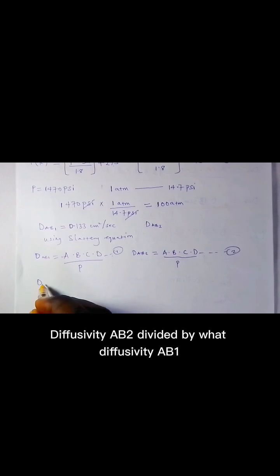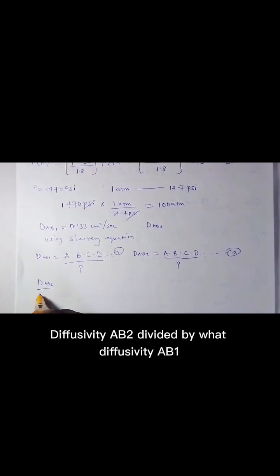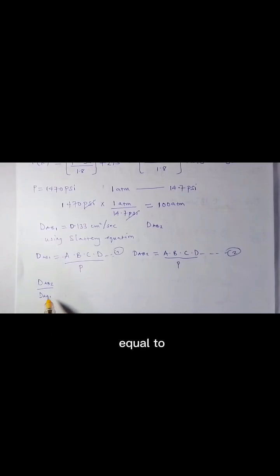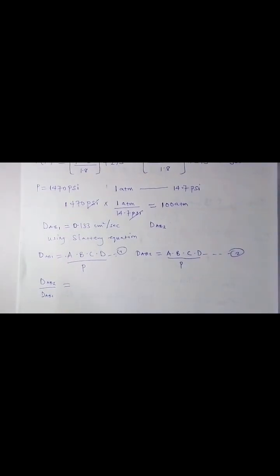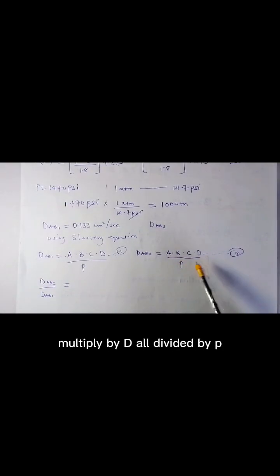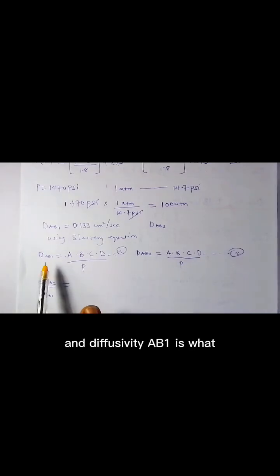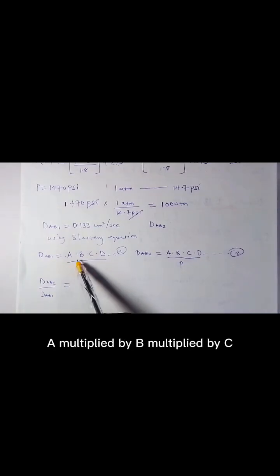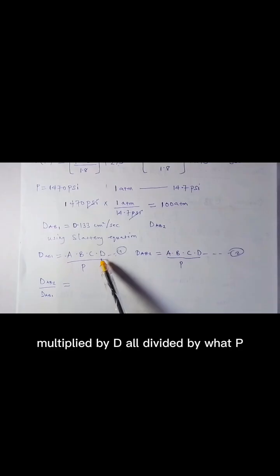So in this case, divide equation 2 by equation 1. So that is diffusivity AB2 divided by diffusivity AB1. Now, diffusivity AB2 is A multiplied by B multiplied by C multiplied by D, all divided by P. And diffusivity AB1 is A multiplied by B multiplied by C multiplied by D, all divided by P. So this is the logic.